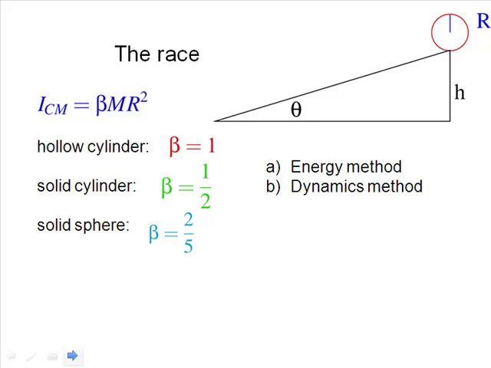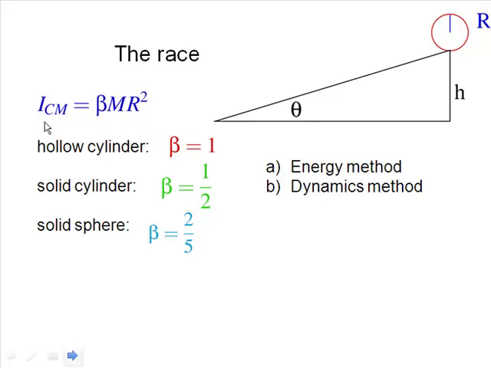So now we have a classic physics demonstration where we take various different objects and we're going to roll them all down the exact same inclined plane. Now, the question is, which one will reach the bottom first? Well, they all have moments of inertia, and that moment of inertia will affect how fast they reach the bottom.